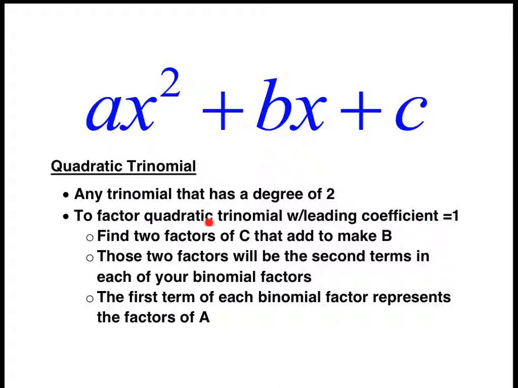So to factor quadratic trinomials with leading coefficients of 1, there are 3 things you're going to do. First, you're going to find 2 factors of c that add to make b. These 2 factors will be the second terms in each of your binomial factors. The first term of each binomial factor represents the factors of a. Okay, this may not make any sense, but it will once I show you.